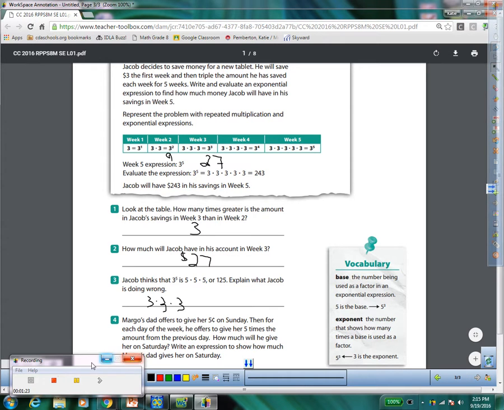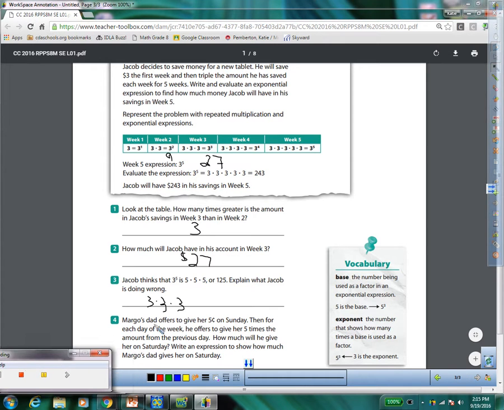And then on this next one here, let me move this over. Margot's dad offers to give her 5 cents on Sunday. Then for each day of the week, he offers to give her 5 times the amount from the previous day. How much will he give her on Saturday? Write an expression to show how much Margot would have on Saturday.